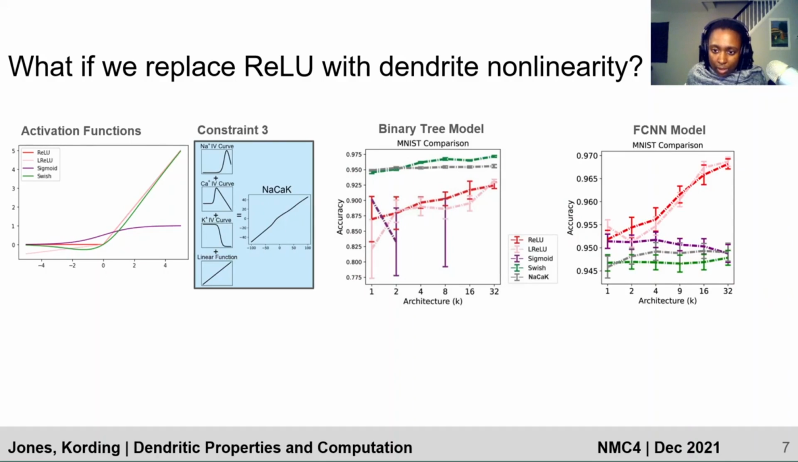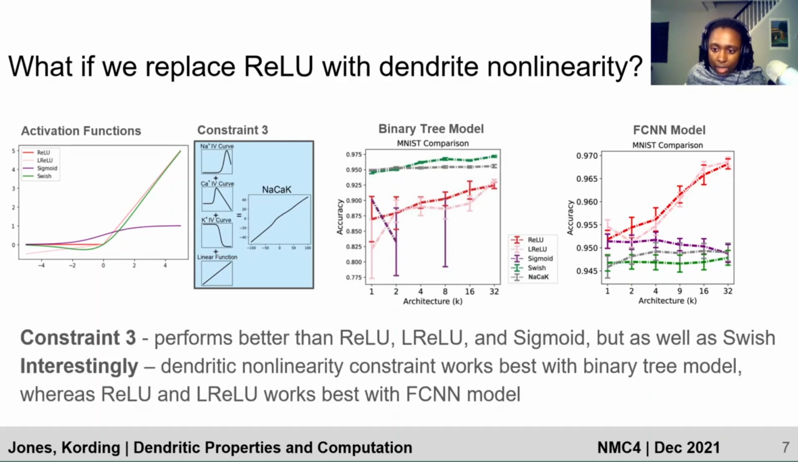Interestingly, in this figure, we did the same experiment only with a comparable parameter size matched FCNN model. And we see that ReLU and leaky ReLU perform much better than other nonlinearities, flipping our result in a more traditional deep learning context. The takeaway is that it seems our dendritic nonlinearity constraint works best with other neuronal constraints.